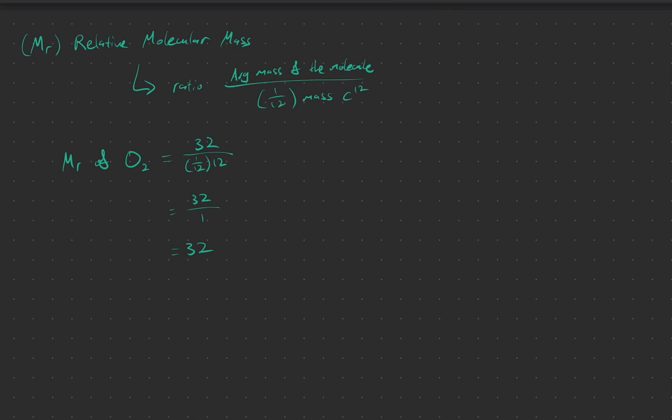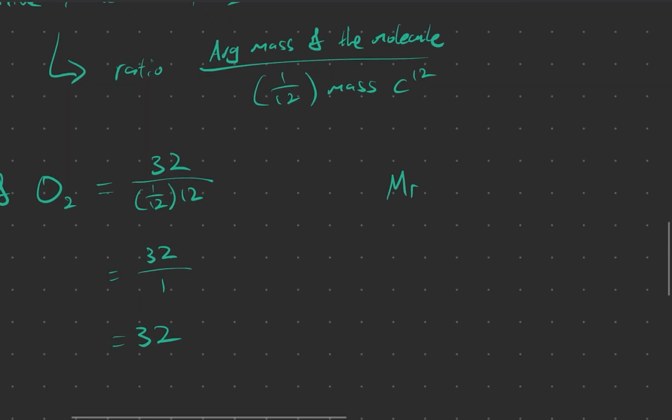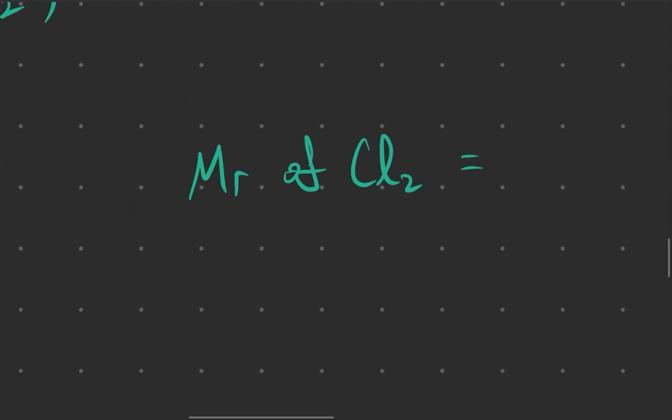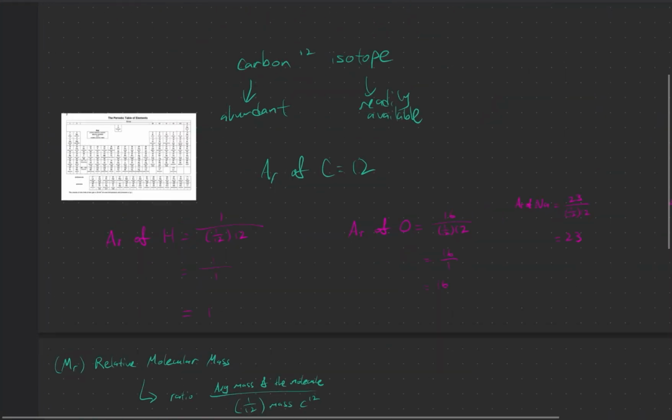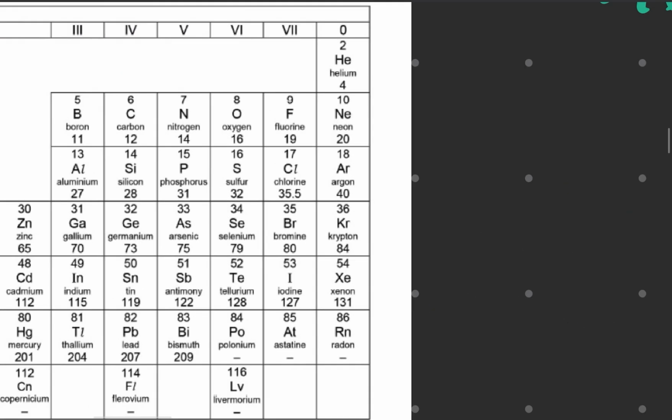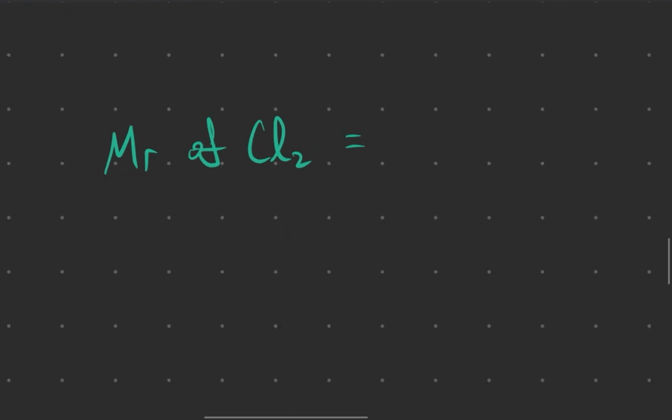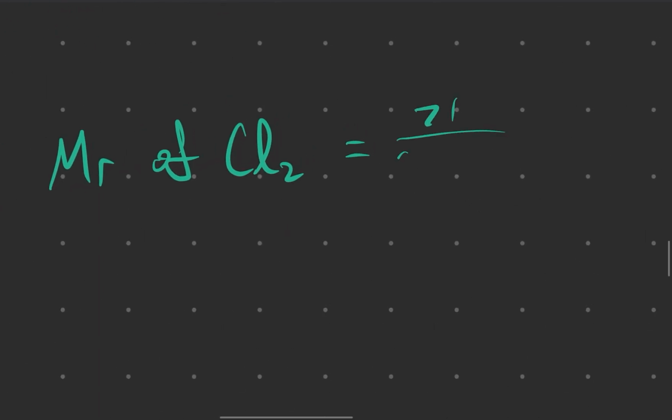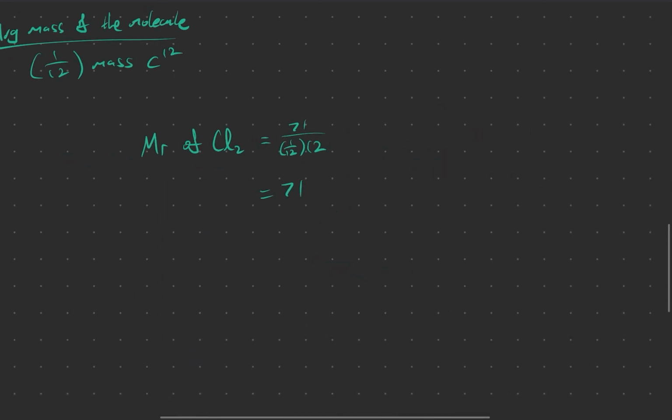Alright, let's try another one. Let's do the MR of chlorine. Chlorine's a little bit of a special case. Chlorine's average mass is 35.5. So 2 of these chlorine atoms will give us 35.5 times 2, which is 71. So 71 divided by 1/12 times 12 equals 71. So that's the MR.